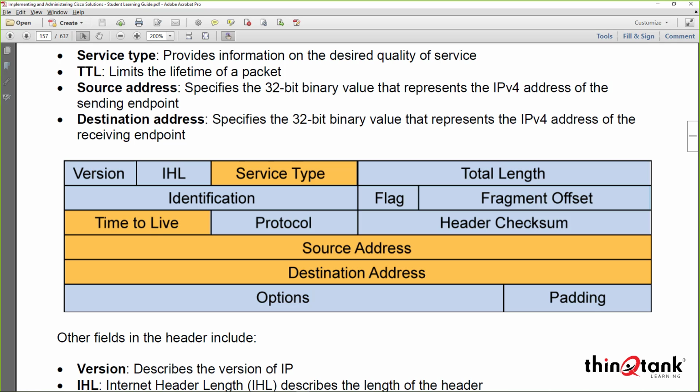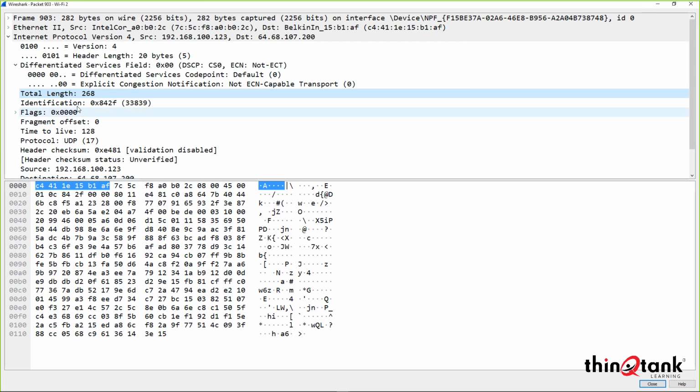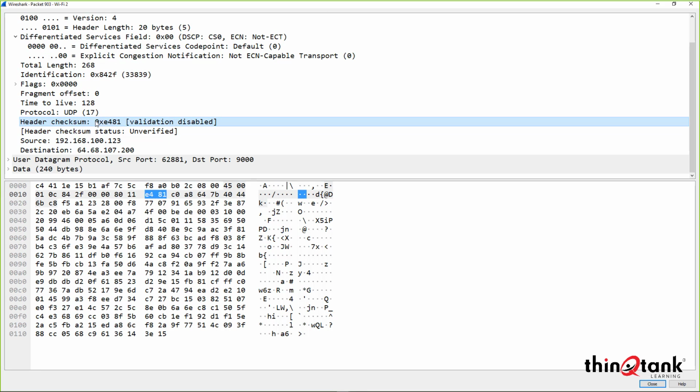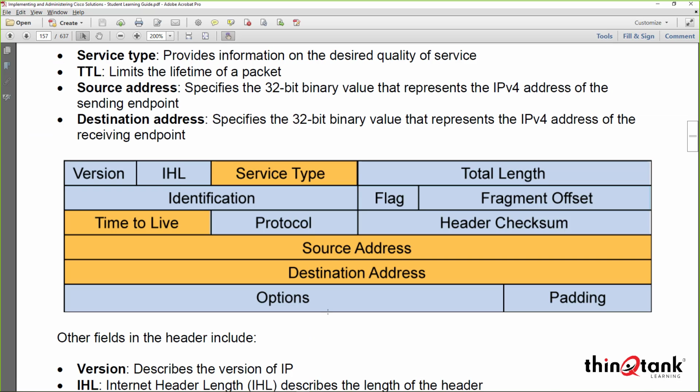Checksum, also a very simple field. If we look at the Wireshark, the checksum value is a 16-bit field. We can see that here, E481. Checksum is to IP like the frame check sequence is to the data link layer. We do a mathematical calculation, we put the number into that field, and along the path, everybody that's processing this packet verifies the integrity of the data by verifying that that checksum matches.